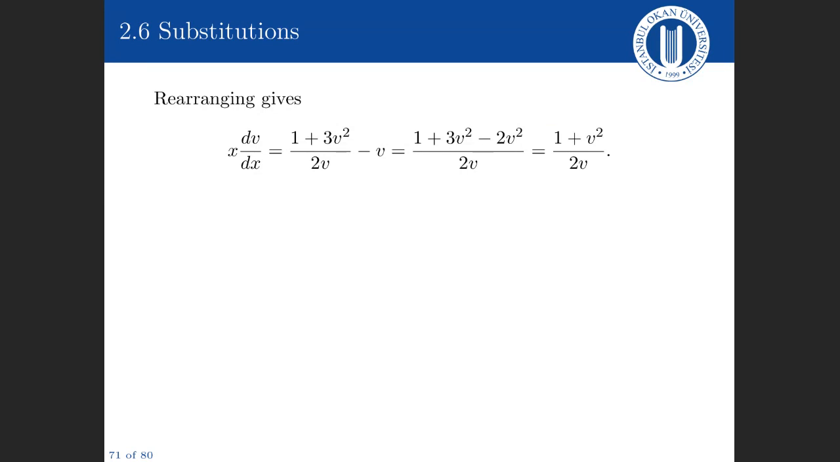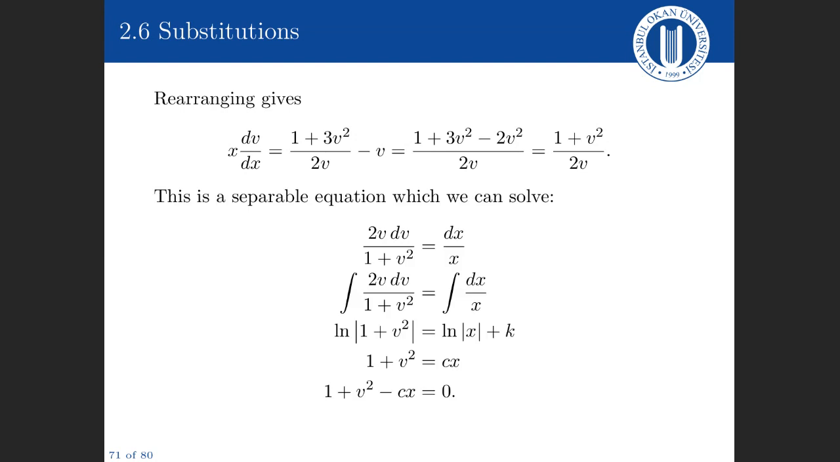Move the v to the right-hand side and simplify. We get x dv/dx is equal to (1 plus v squared) divided by 2v. This is a separable equation. You know how to solve separable equations, so I'm going to leave this for you to do.